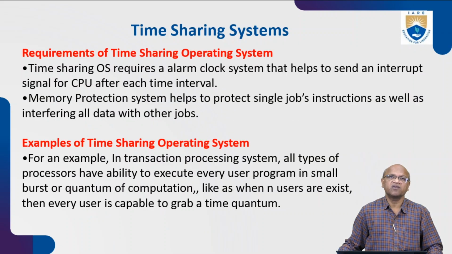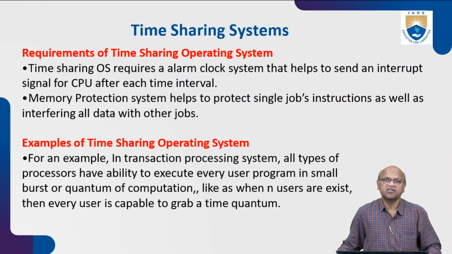Requirement of a time sharing operating system: it requires an alarm clock that helps to send an interrupt signal to the CPU after each time interval. The CPU is always busy executing jobs. So whenever the time turns over, automatically it will stop that job and go to the next job. To alert the CPU, one alarm clock is required. This alarm clock will raise the signal to the CPU to stop that job and switch over to another job.